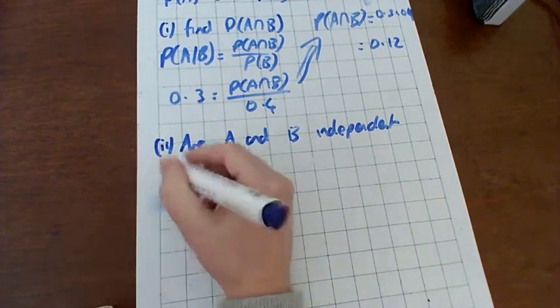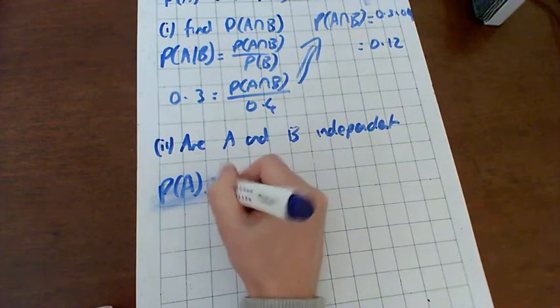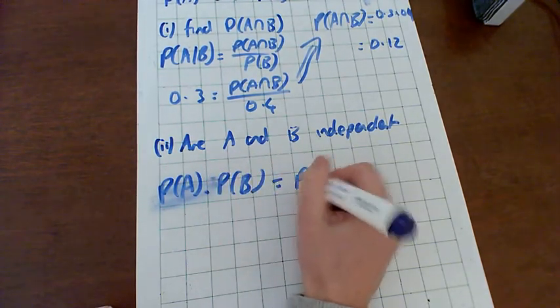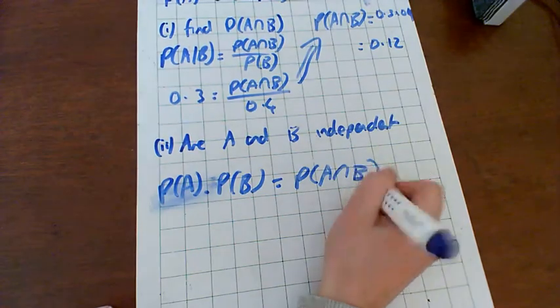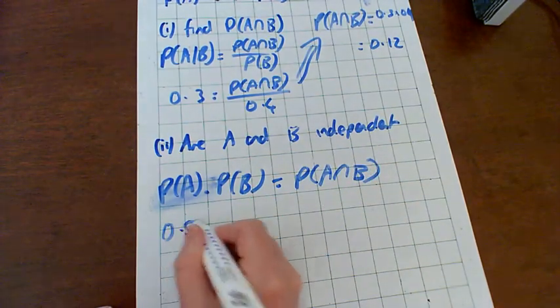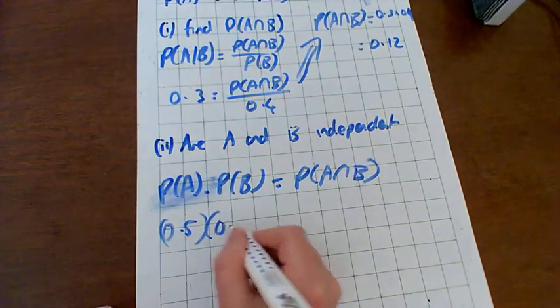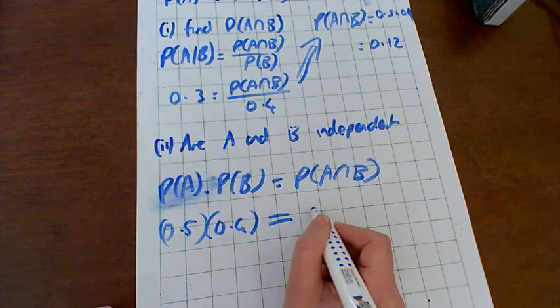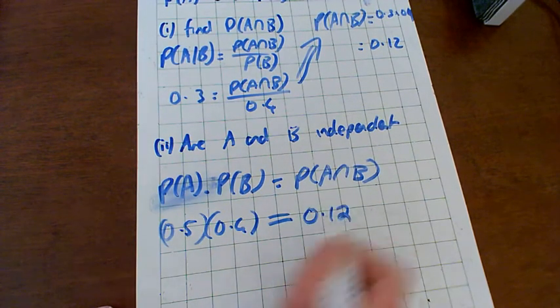Doesn't matter which way you write it, but let's do it right. So the probability of A times the probability of B should equal the probability of A intersection B. So we just check that out. The probability of A is 0.5, the probability of B is 0.4, and does that equal the probability of A intersection B, which is 0.12 we got from the last part?